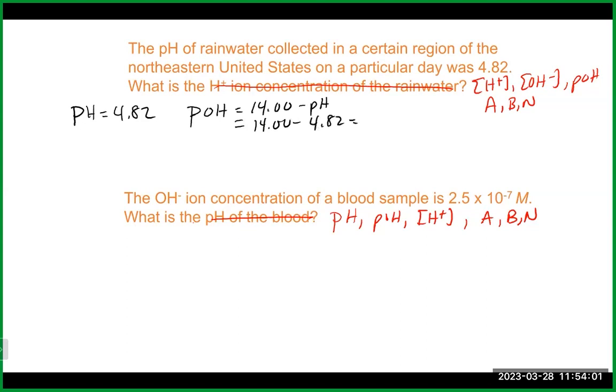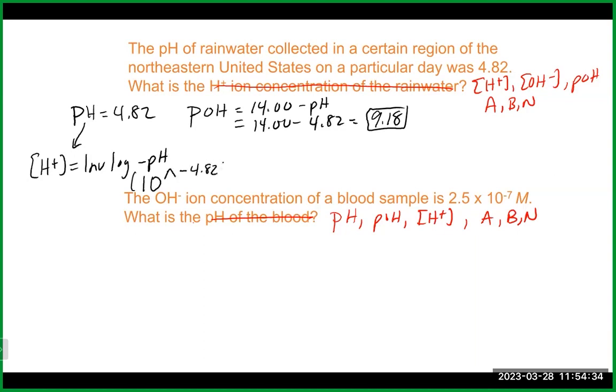And that is going to be 9.18. Now, I can use either the pH at this point to get the H plus concentration, or I can use the pOH to get the OH minus concentration. I'm going to go with the H plus concentration equals the inverse log of the negative pH. When you put that into your calculator, most likely a 10 and a caret will pop up. You want to make sure you do the negative 4.82.